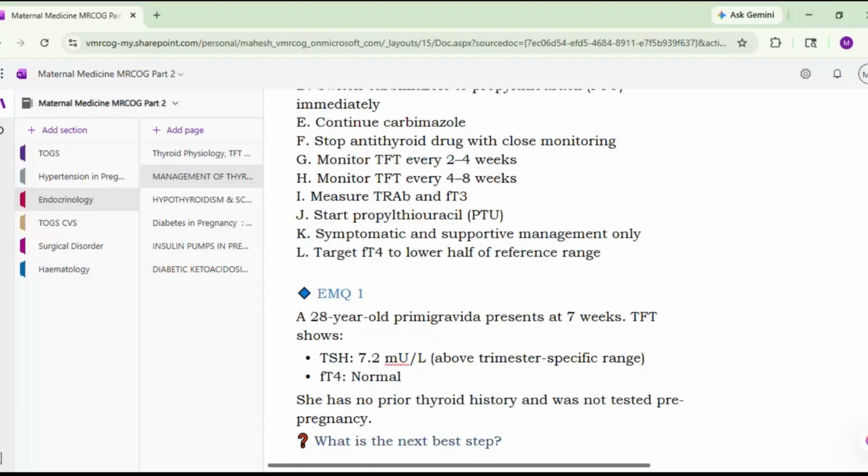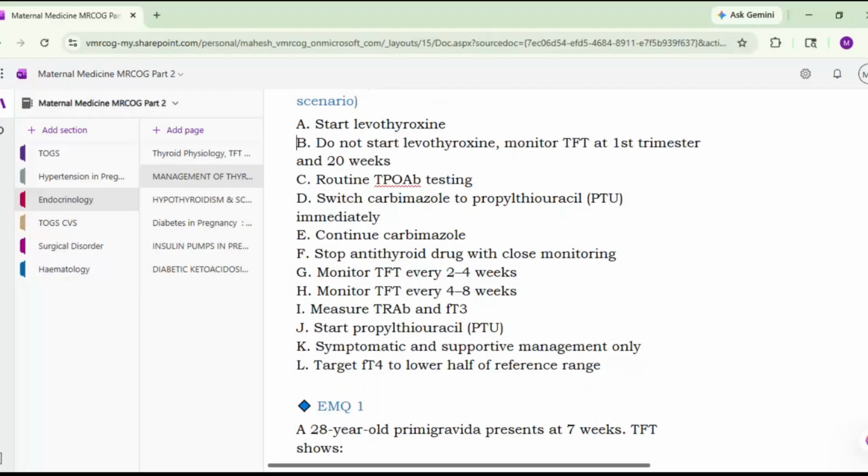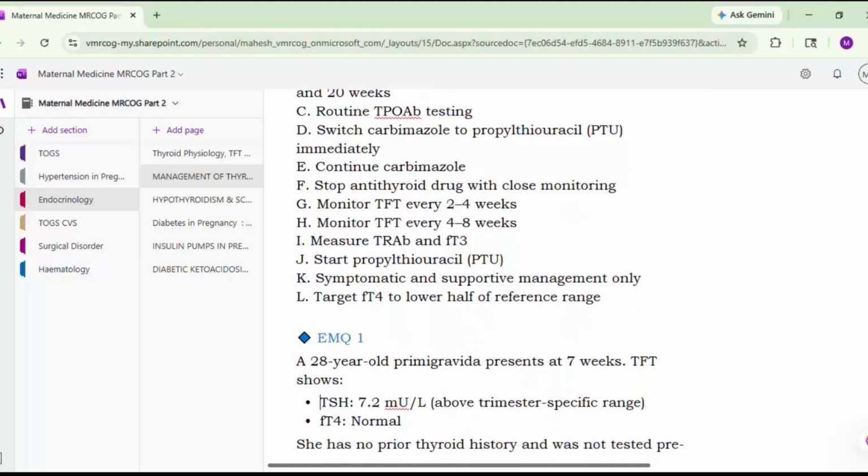Then the options. What you have understood from this is that she is a case of subclinical hypothyroidism in the first trimester. She'll be started on levothyroxine. Is there anything better than that? That also we need to check. Always first write what you feel, then see whether anything is better. That is the second step. I think that is the one. So it is A.